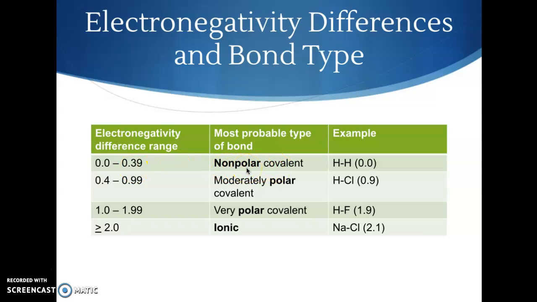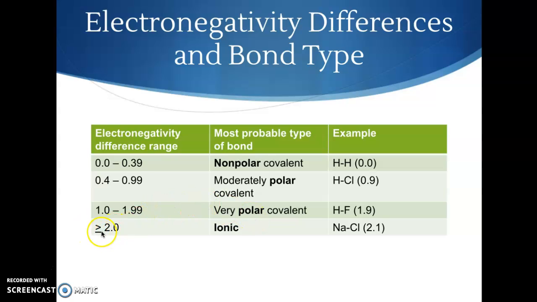So it's an equal sharing of the electrons. Once you get to where there's a difference of 0.4 to 0.99, then we call that moderately polar. So it's not an equal sharing. One atom has a greater share. Once you get to 1 to 1.99, then one of the atoms has a much stronger pull than the other one. So we call that very polar. Okay, so it's not an equal sharing at all. One side has a much greater share of the electrons.